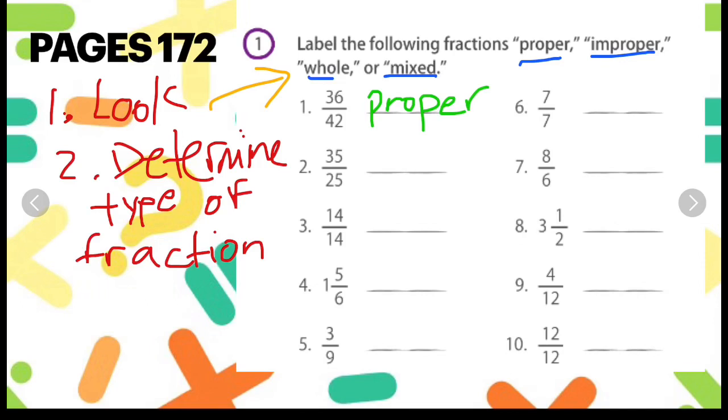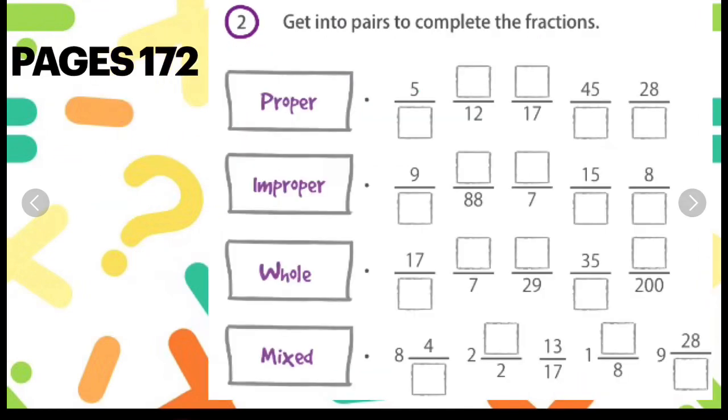What I did right here, you have to observe: like I say, you have to look and then determine the type of fraction it is. Once you do that, then you're going to answer the other exercises that they have on this page. So I hope that you have enough time to do it. Now let's look at the instruction for number 2.